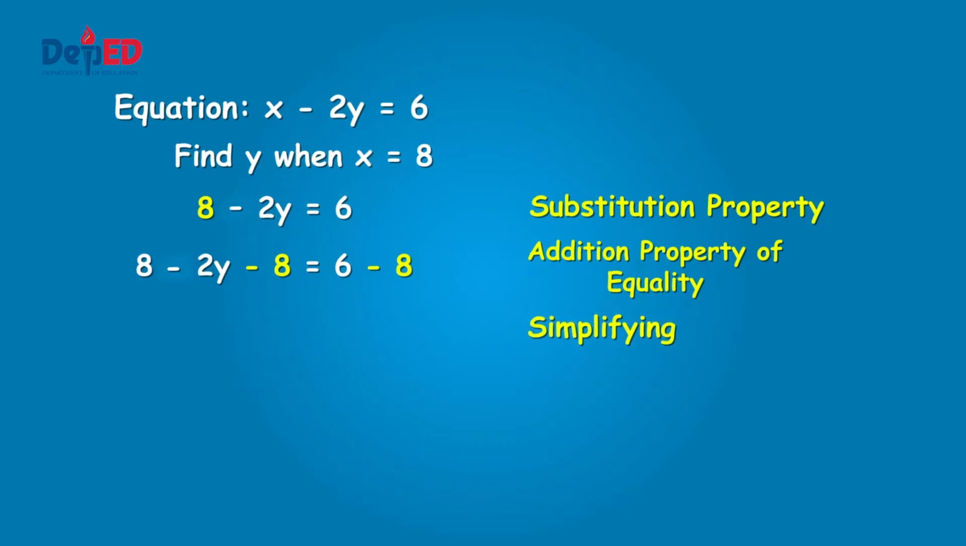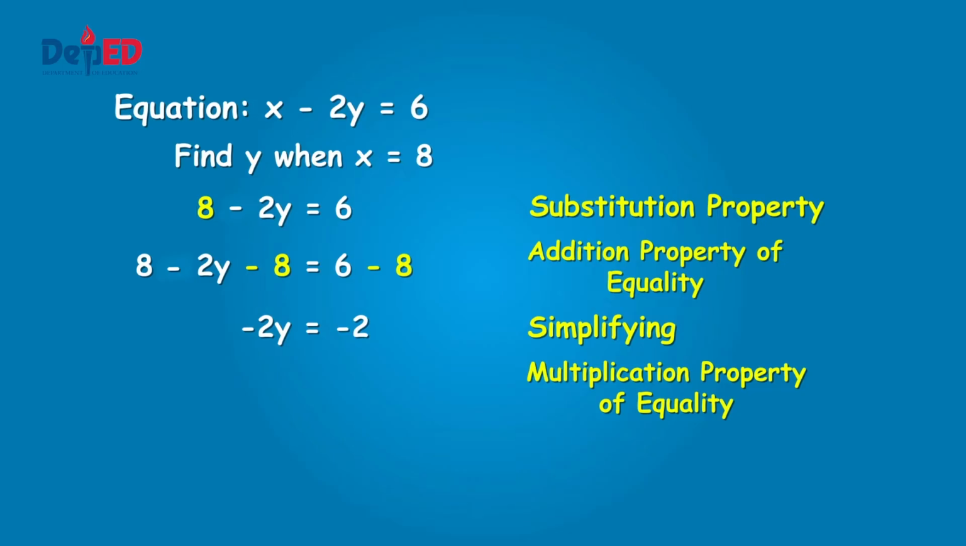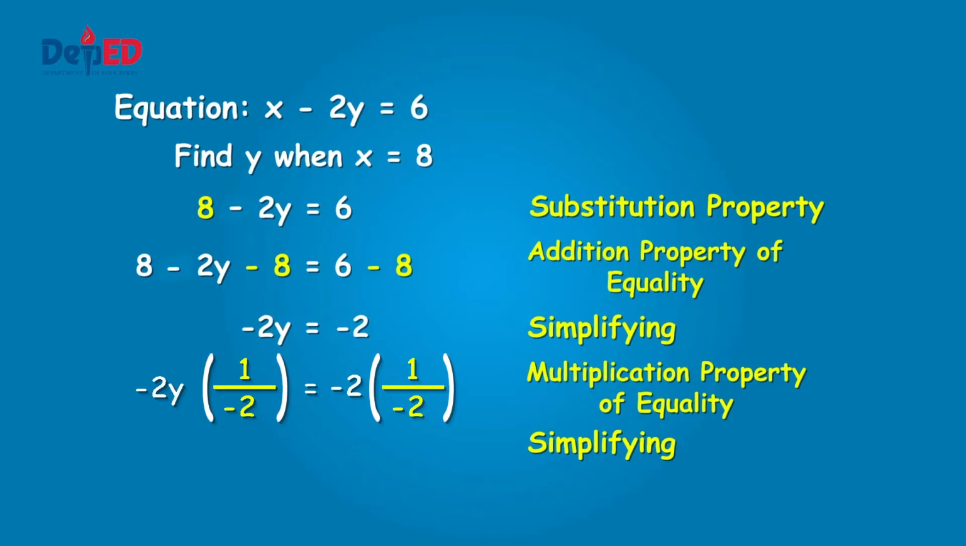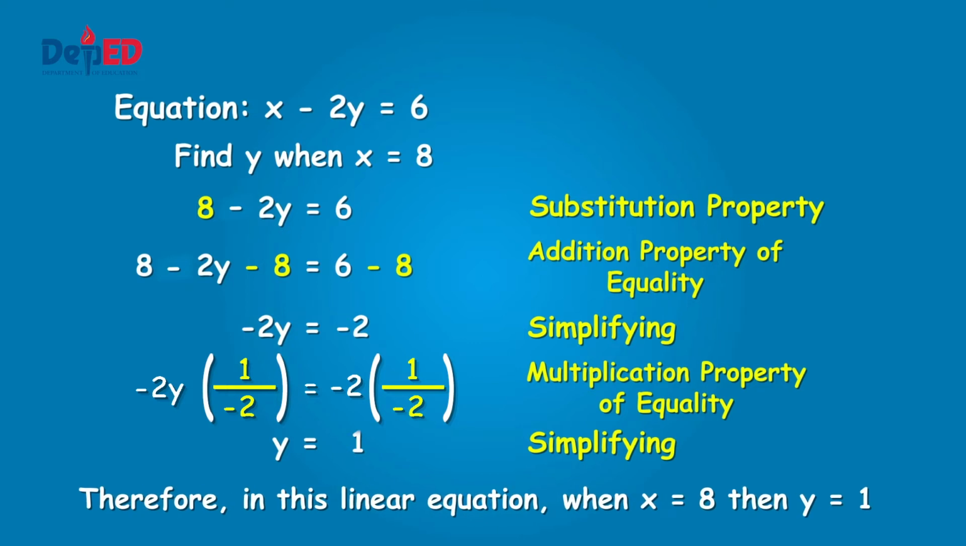Simplifying this gives us negative 2y equals negative 2, but the coefficient of y is not yet 1. By the inverse property of multiplication and the multiplication property of equality, we multiply negative 1/2 to both sides of the equation. And finally, if we simplify this, we have y equals 1. Therefore, when x equals 8, we will have y equals 1.